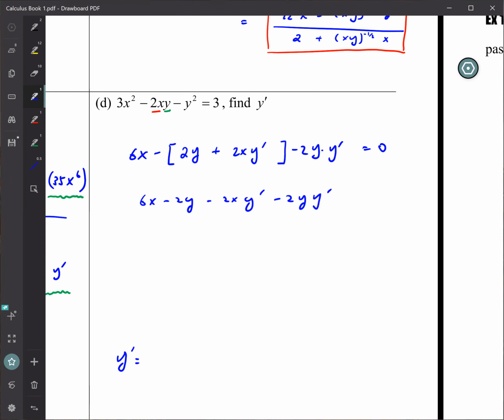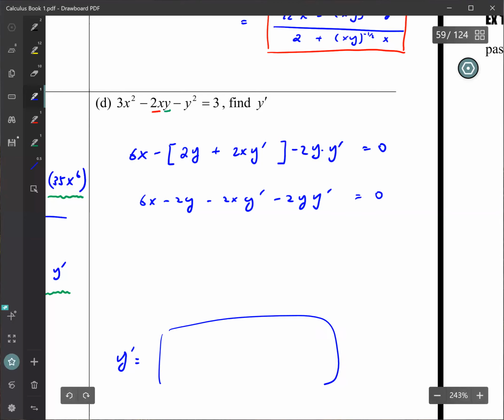So either way, you can leave the 2 outside or include it, but you'll end up the same once you expand it. And then equal to 0. We'll isolate the y prime. So Nicole, what's your final answer for y prime?